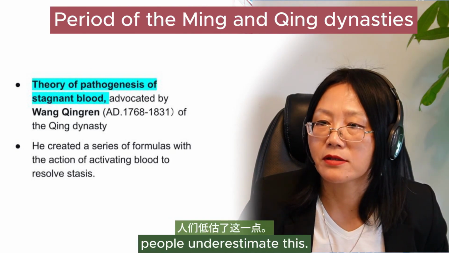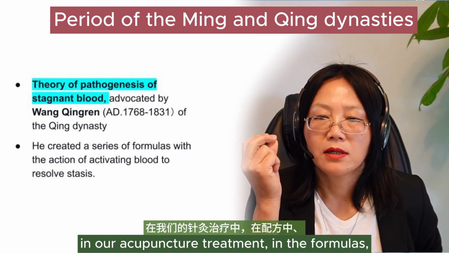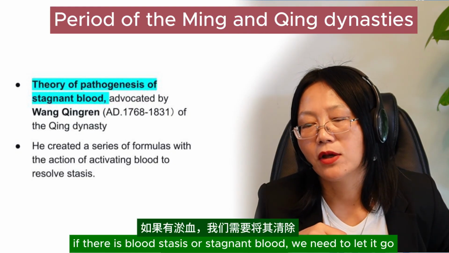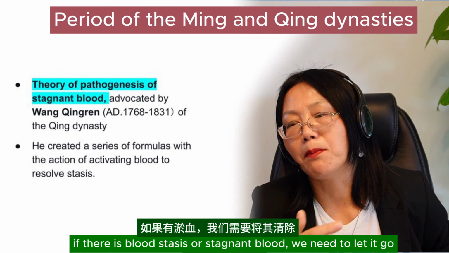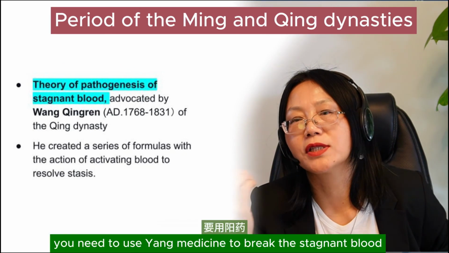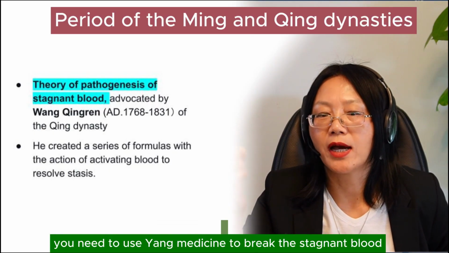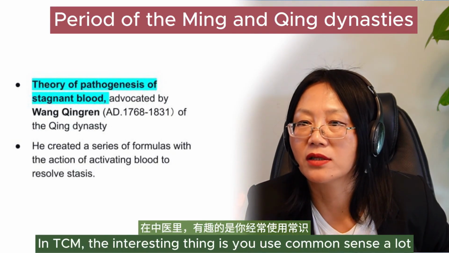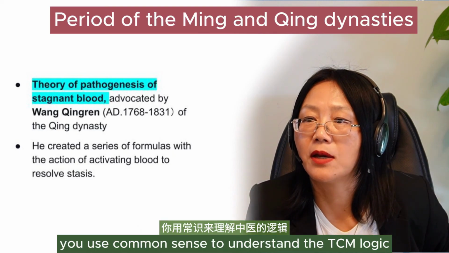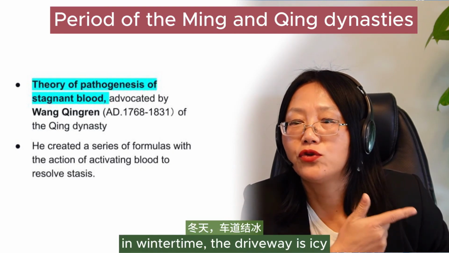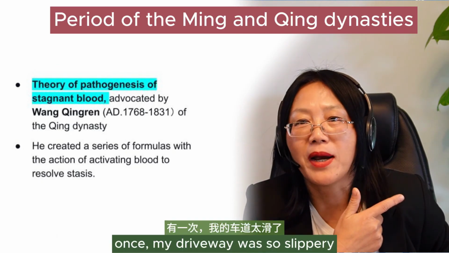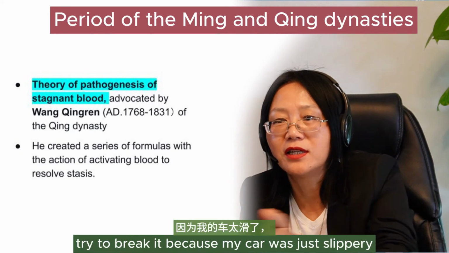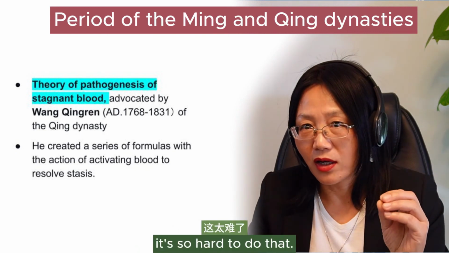People underestimate this. In our acupuncture treatment, in the formulas, we try to find out if there's blood stasis. If there is blood stasis and stagnant blood, we need to let it go. So if you take medications, you need to use yang medicine to break the stagnant blood. Just like nature. The interesting thing about TCM is you use common sense a lot, to understand the TCM logic. For example, in wintertime, the driveway is icy. Once my driveway was so slippery, with so much ice covering it, I used a shovel to try to break it, because my car was slipping and could not go into the garage. It's so hard to do that.